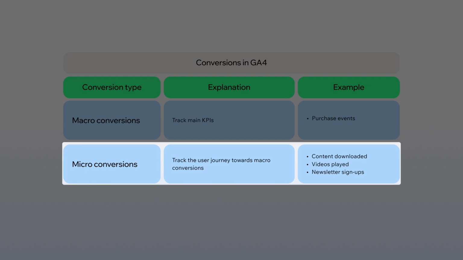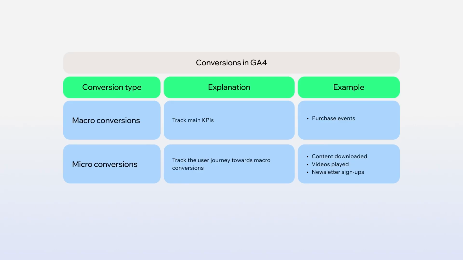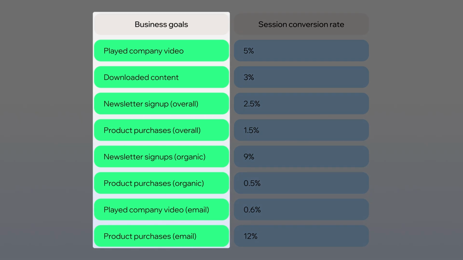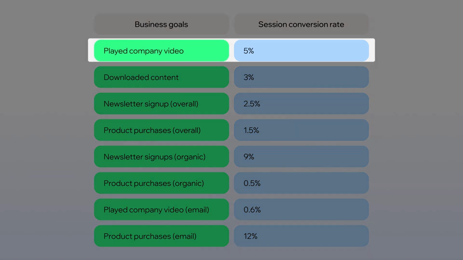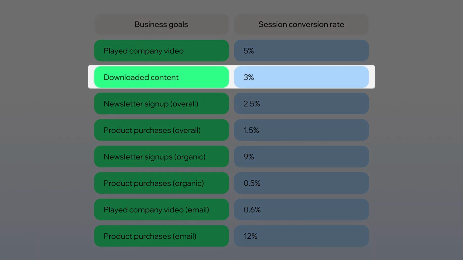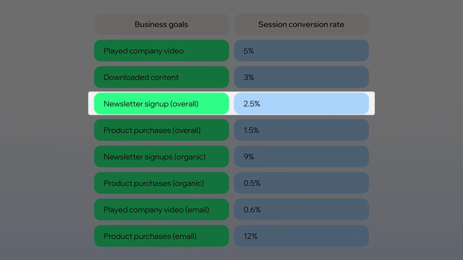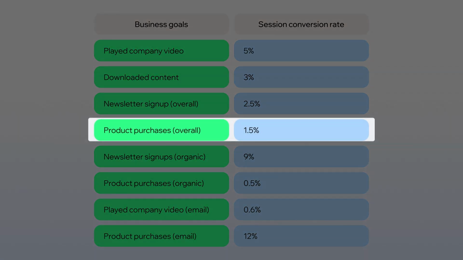Micro conversions are smaller user interactions that show your customers moving towards your bigger objectives. Don't be deceived by their size, there's a lot of value in them. Again, going back to our tennis company, a micro conversion would be the content downloaded, videos played, and the newsletter sign up. When we map out all the micro goals leading to the major macro conversions, we get an outline that looks something like this. In the left column, we have business goals, and in the right column, we have the session conversion rate. 5% of people played company video, 3% downloaded content, 2.5% signed up to the newsletter, and 1.5% purchased products.